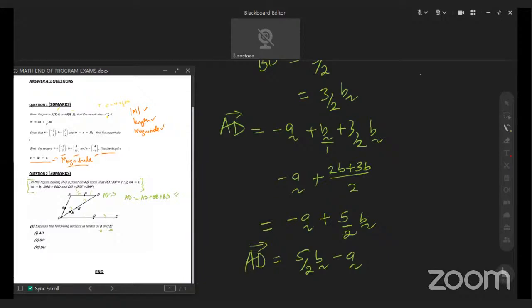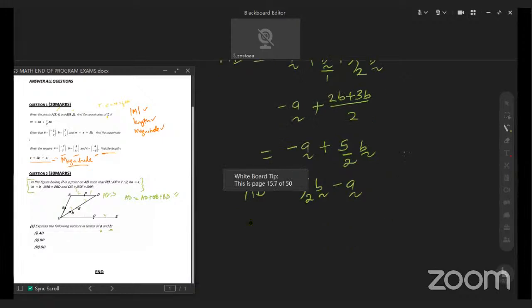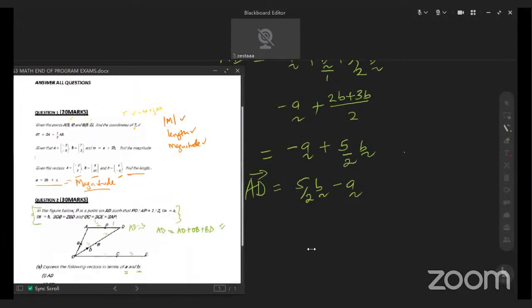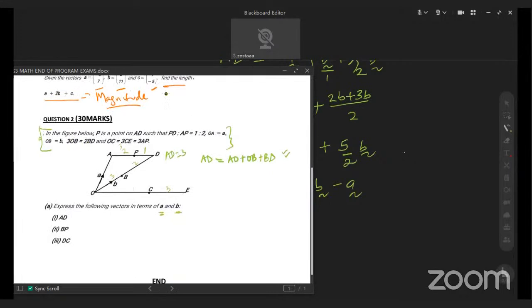Members, whatever route you take, make sure you come up with the same thing. Take an example. Another person will say, let's use another route. For me to get to AD, let's write this: AD is equal to AO plus OD. This is another way that we are using.